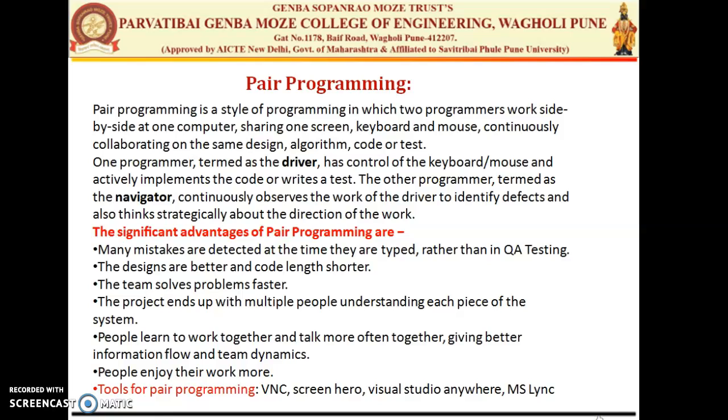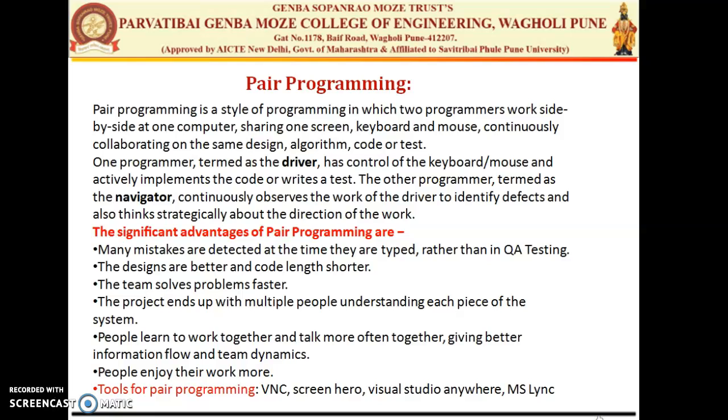And the other is the observer. He is continuously viewing and identifying defects in what the other one is writing. One will write the code and have all the authority, and the second one will continuously observe the work. He will give suggestions and identify defects if there are any. Because of these two roles, it is called pair programming. The observer can also suggest improvements in the code.